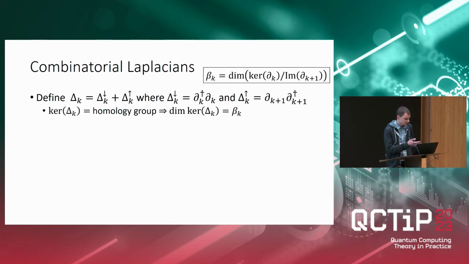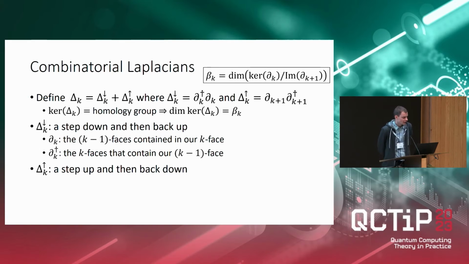So what does this combinatorial Laplacian do? Why is it called Laplacian? Well, we can look at it as a generalization of graph Laplacians, because this down operator takes a step down from k faces to k minus 1 faces, and then takes a step back up, because first we take the boundary. So from k faces, we go to k minus 1 faces, the k minus 1 faces that are contained in our k face, and then we go back up with this adjoint operator to k faces. And the up operator is the same, just it steps one up.